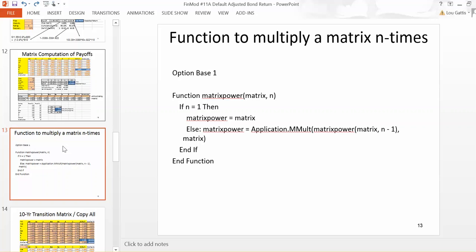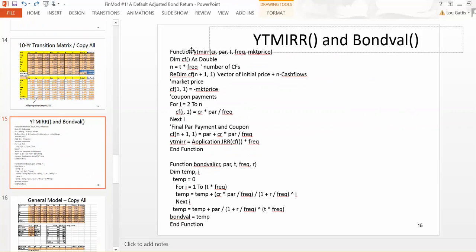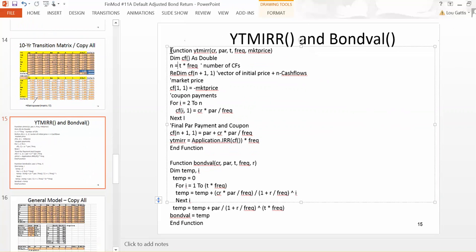Let me grab functions we've used before. This is a function to calculate the YTM of a bond, given its par, coupon rate, maturity, frequency, and market price. And this is BondVal to calculate the present value of a bond.